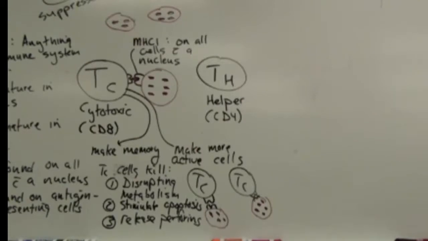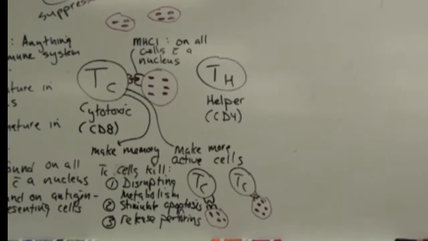When it does that, in this figure, this is the TC cell, or the CD8 cell, and this is the infected cell. And this inset over here is showing the MHC1 from the infected cell coming together with the TC cell. When that happens, the TC cell will make additional memory cells. These are not going to fight the fight today, but they're going to be there the next time this pathogen is seen by this immune system. That's going to make more active cells. They're going to go out and find more sick cells.